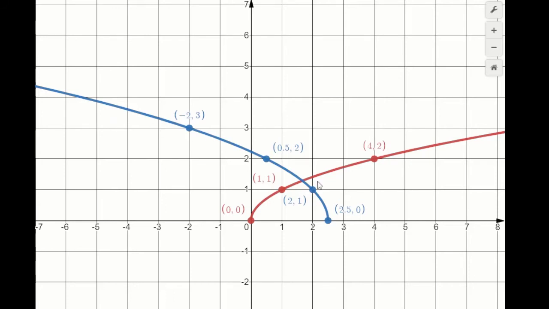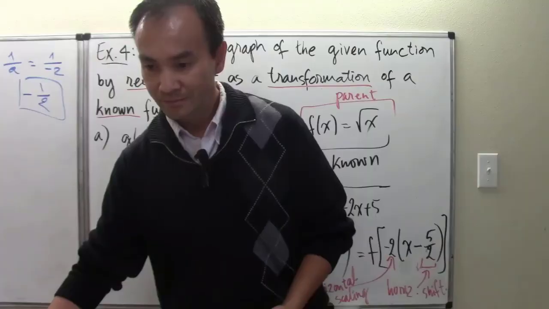That's the graph for our g of x function right here, being this function right here, f of minus 2x plus 5, or in other words, g of x equals square root of minus 2x plus 5. This is the graph for that in blue.